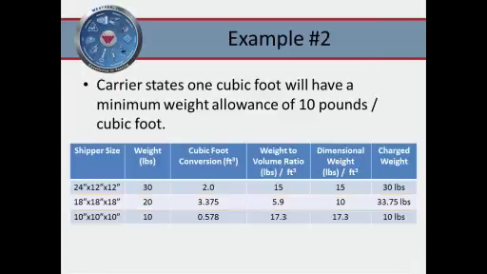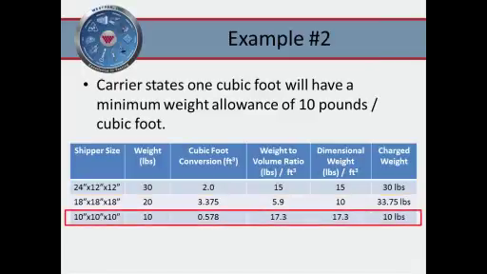For the last example here, we have a box that is 10 by 10 by 10 that weighs 10 pounds. And when you do the weight to volume ratio, it ends up being 17.3 pounds per cubic foot. And 17.3 pounds per cubic foot is greater than the 10 pounds per cubic foot. So therefore, you're going to be charged actual weight, which is 10 pounds. Or the dimensional weight, actual weight, which is 17.3. But the charge weight of your box, since it's not 1 cubic foot, it's 10 pounds.